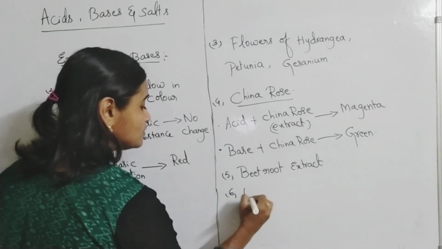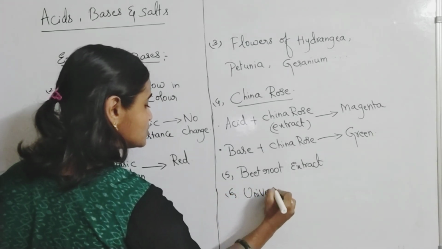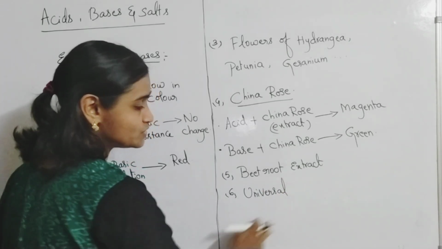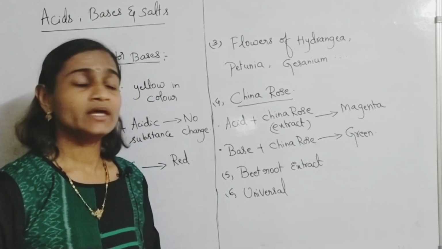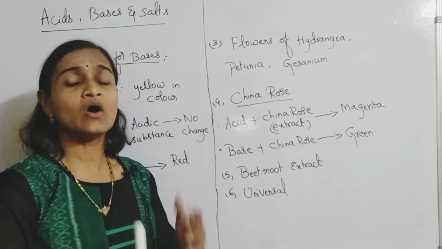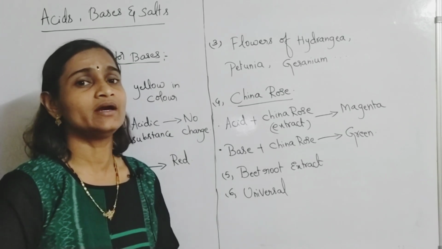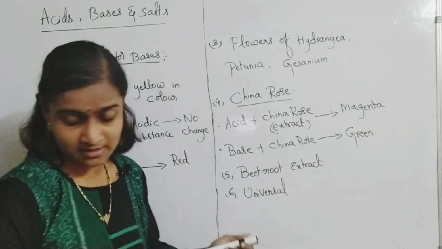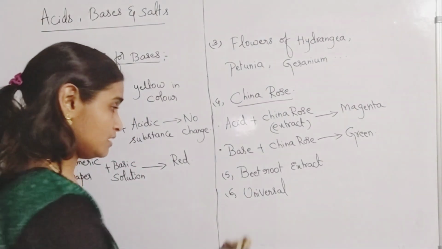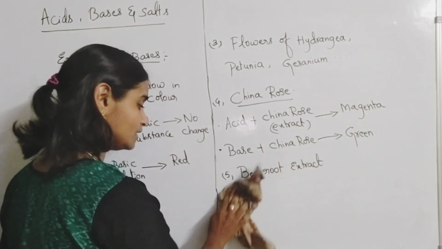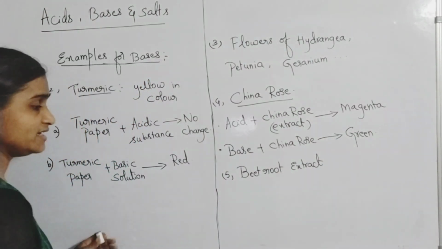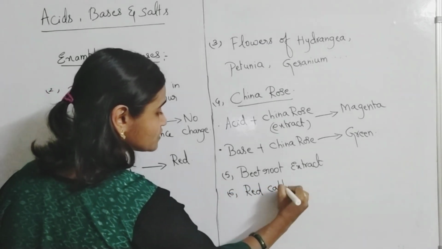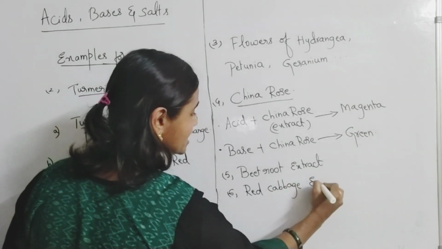At the same time you have another indicator which you call universal indicator. It is not natural; it is all synthetic. If you mix all synthetic indicators, you will get universal indicator. But beetroot, of course, you all know, is a natural indicator. And finally you have red cabbage extract.